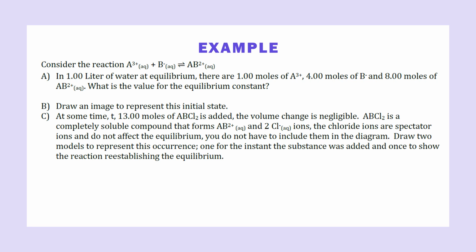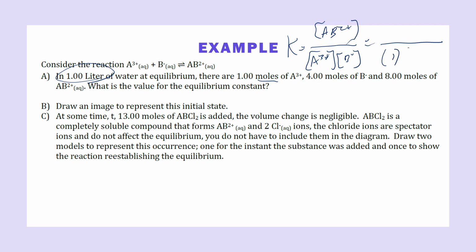Well, to solve that, we're just going to use some strategies from the previous sections. We're going to write our equilibrium constant expression first, AB2+ on the top, A3+ and B- on the bottom, and then we're going to plug in our values. Now we want to plug in molarity, but fortunately they gave us moles and it's 1 liter, so 1 over 1 is just 1, and 4 over 1 is just 4, and 8 over 1 is just 8. So we can solve very quickly and easily. That's our equilibrium constant is 2.